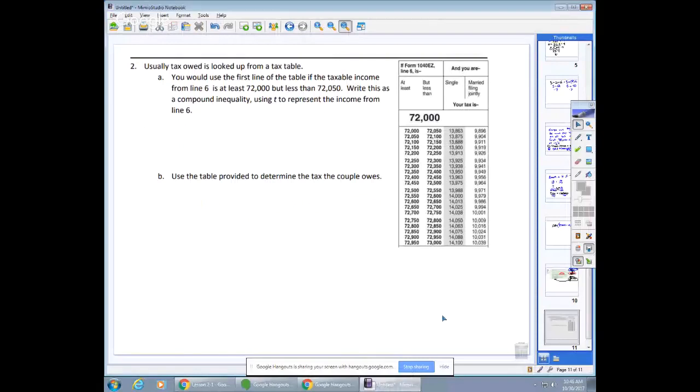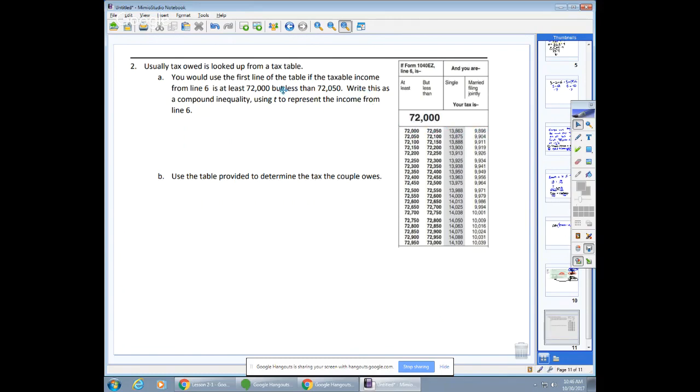All right, so you would use the first line of the table to figure out the taxable income. Line 6 gives us the value, and if it's at least 72,000 but less than 72,050, then that falls into a particular line here. That's that first line right here in this table.